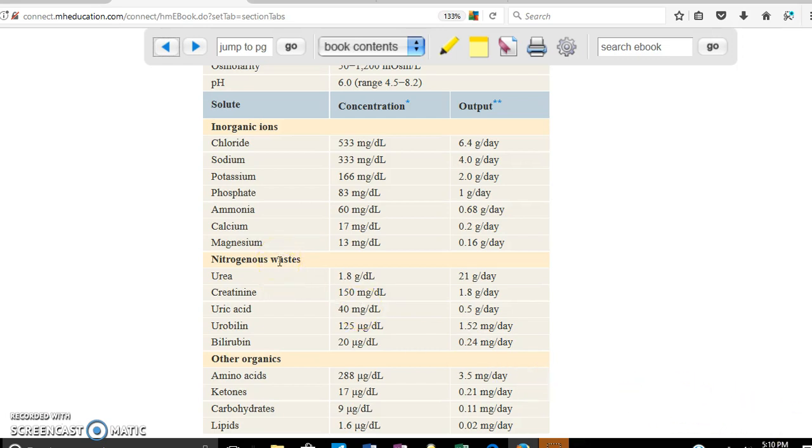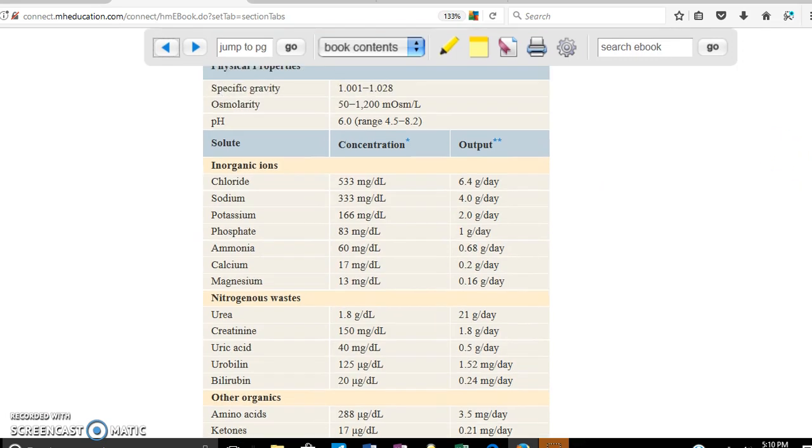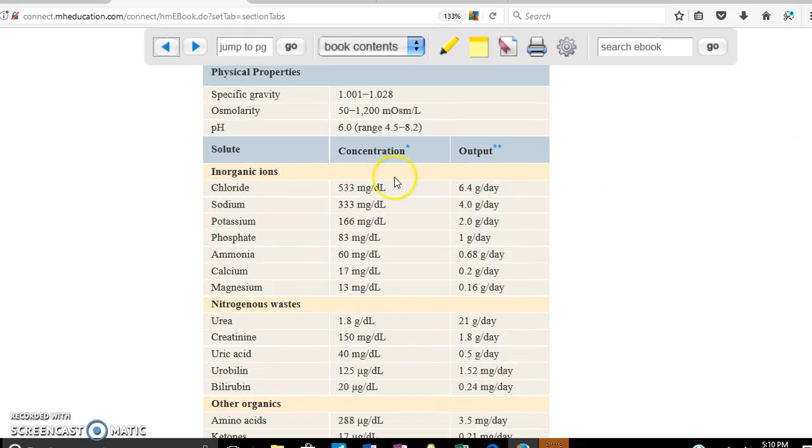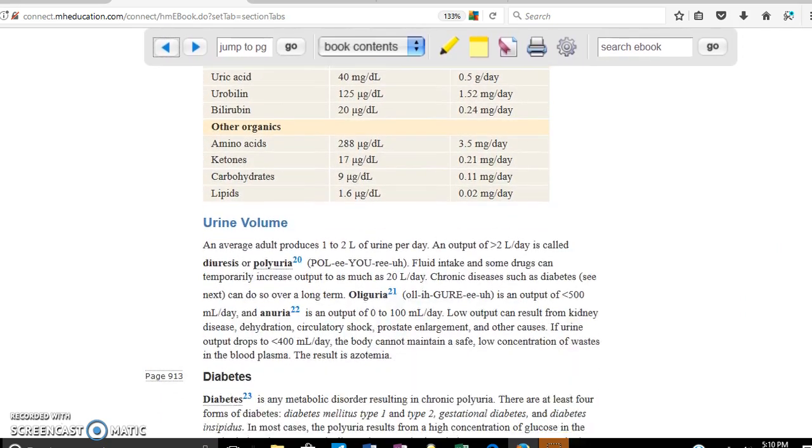You don't find, for example, glucose. Glucose is an abnormal finding. You don't find blood. That's an abnormal finding. So these are normal findings. So you should know the characteristics of urine, physical and chemical characteristics, basically specific gravity, osmolarity, pH, as well as the inorganic ions such as sodium, chloride, potassium, and calcium. Okay, but remember, this is normal. Abnormal are the ones that you're not supposed to find, such as glucose and blood.